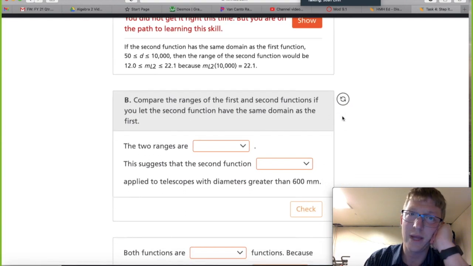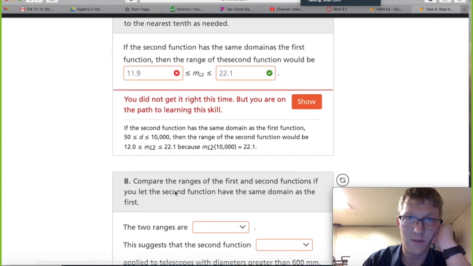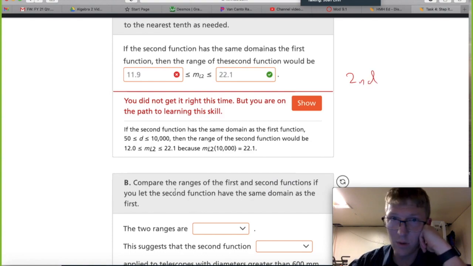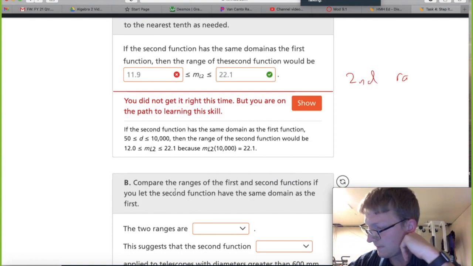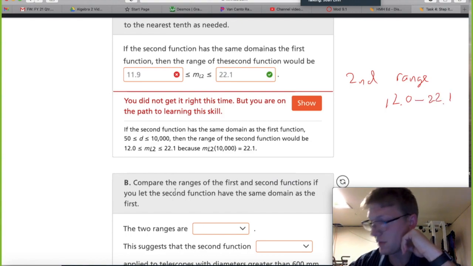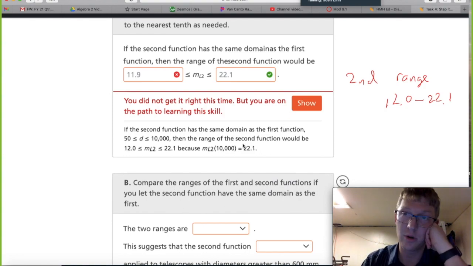So let's see here. Compare the ranges of the first and second function if you let the second function have the same domain as the first. Okay, so our range up here is 12 to 22.1 for our second function. I'm going to have to write this down. So our second function has the range of 12.0 to 22.1. That's an interval, so I should put it in interval notation.